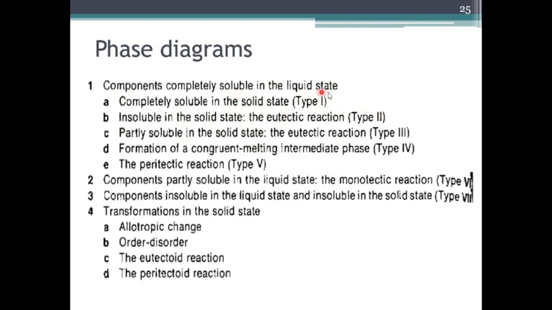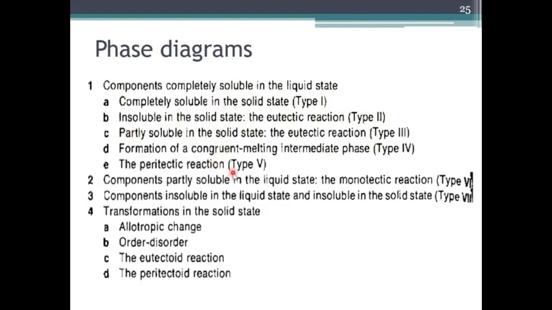Next category: you fix the solubility in the liquid state as constant, and it is partly soluble in the solid state. This is also a eutectic reaction, but we call it type 3. In the fourth category, it is soluble in the liquid state, but in the solid state it will not become completely soluble. It will form an intermediate phase. If that intermediate phase becomes reactive, we call it a peritectic reaction.